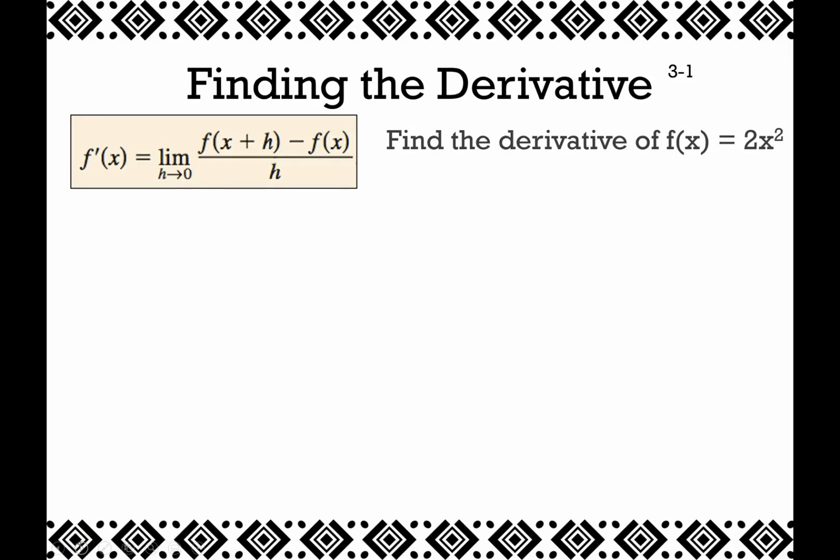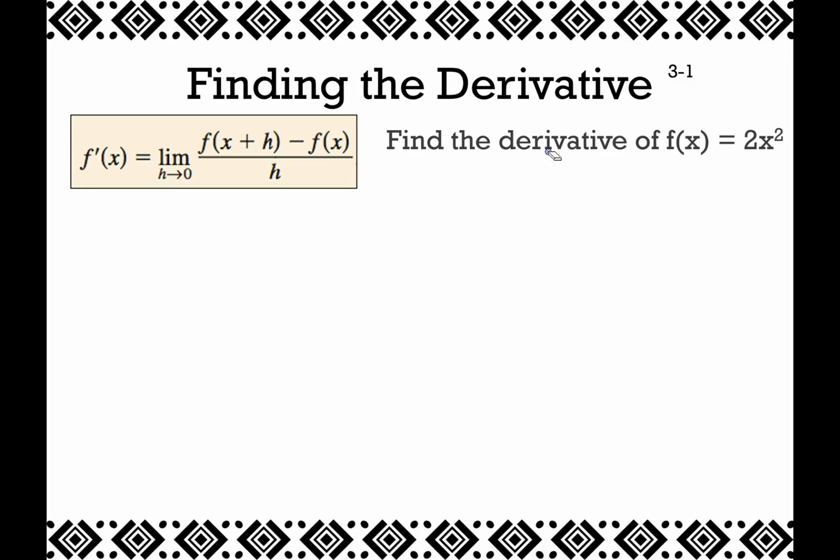All right, finally, let's do an actual problem and really think about what this means. This is going to put everything together for you. So find the derivative of f of x equals 2x squared. So the question's saying, find an equation that's going to give you the slope of the tangent line for any point that you want.